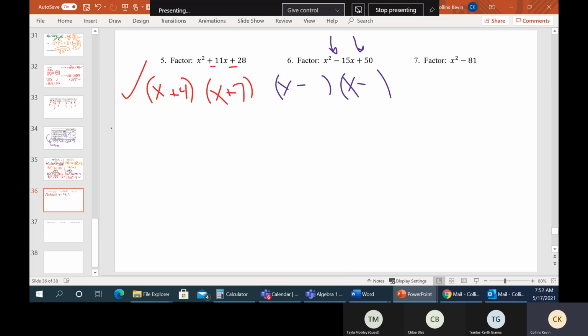Okay. And if we look at it, we say, well, 5 times 10 multiplies to 50, right? So 5 times 10 is 50. And -5 and -10 is -15. So yeah, that's our guy. Good. All right, last one for today. So go ahead and factor that guy and then we'll talk.